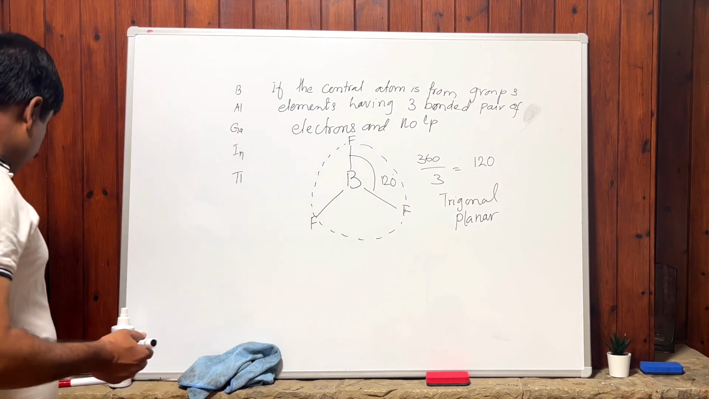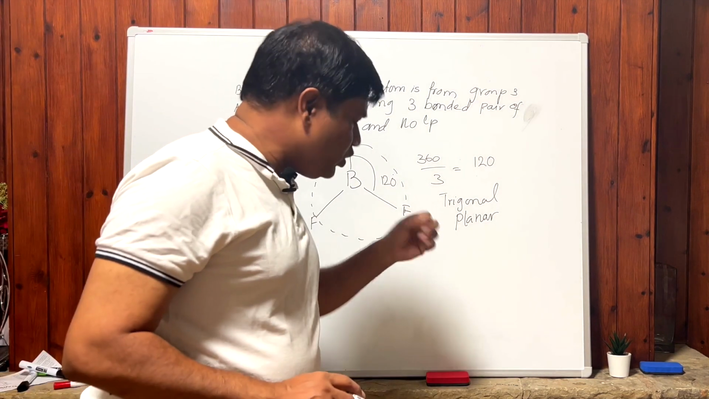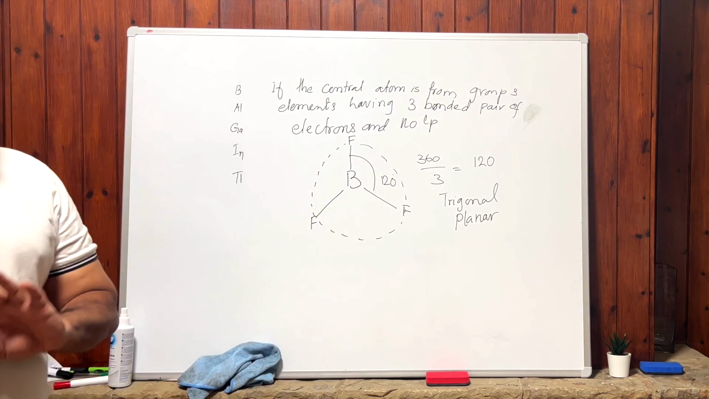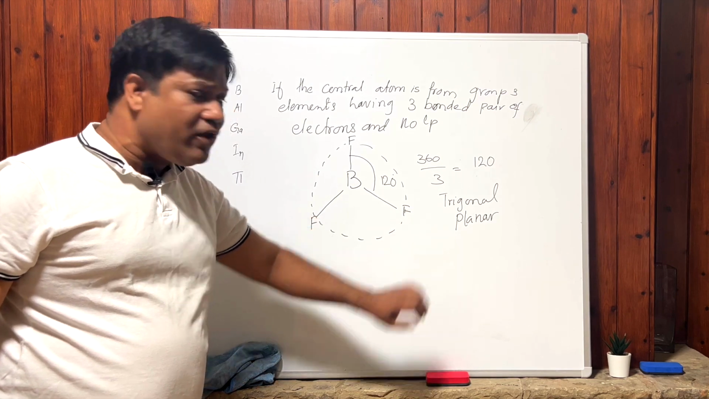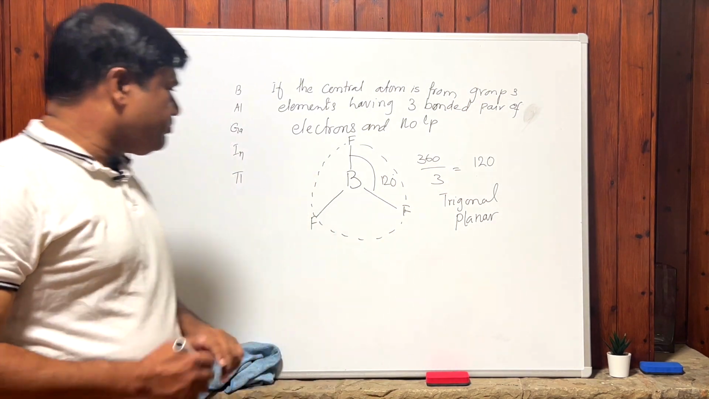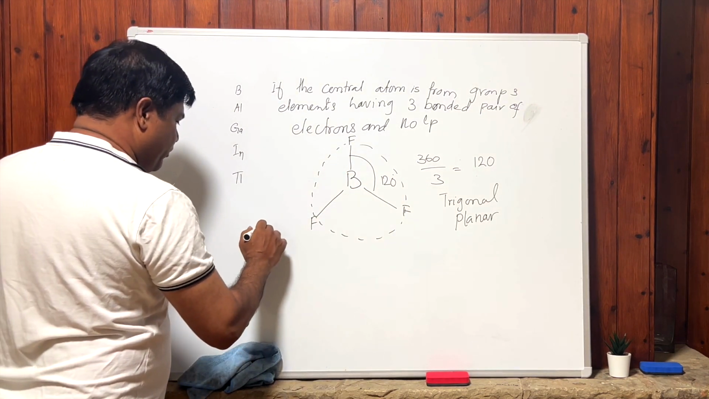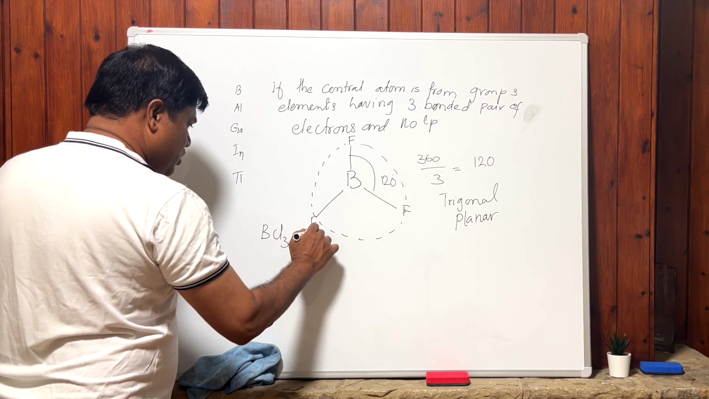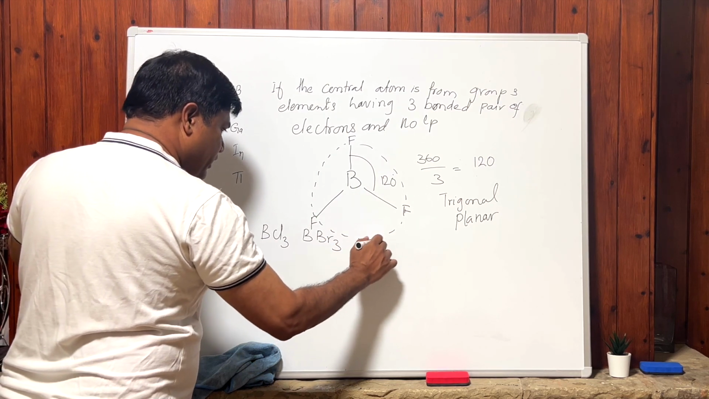Yeah. So if the central atom is from group 3, because it has no lone pair, having 3 bonded pairs of electrons and no lone pair, then the shape of the molecule is trigonal planar, and the bond angle is 120. Any more example? Instead of fluorine, you can use chlorine. You can use bromine, BBr3. You can use iodine.